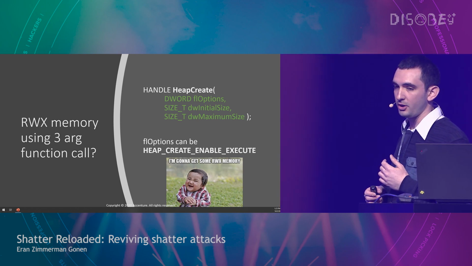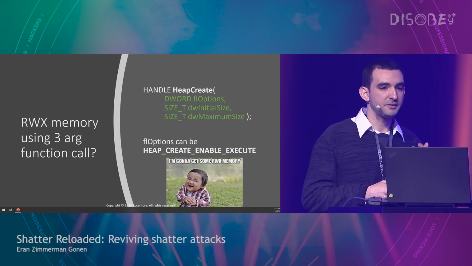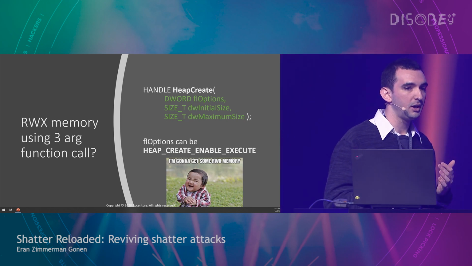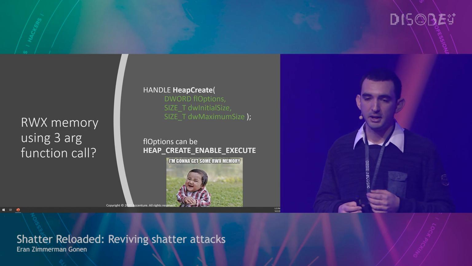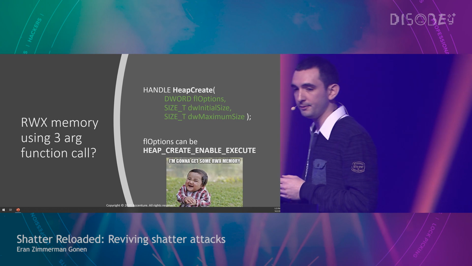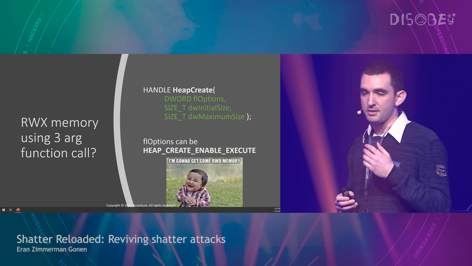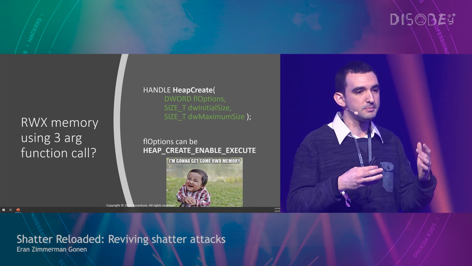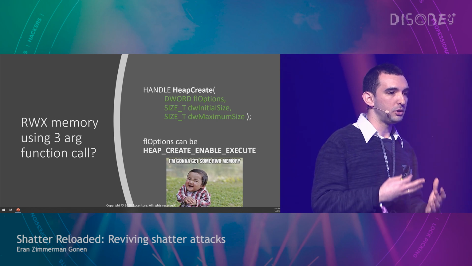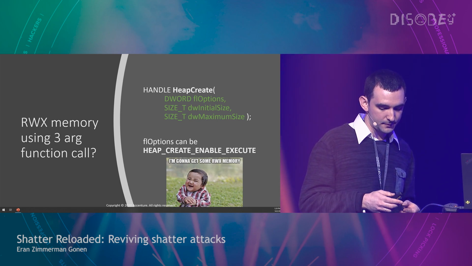The first parameter is the options flag. Apparently, HeapCreate supports a flag, HEAP_CREATE_ENABLE_EXECUTE, which makes all the memory inside the created heap executable, in addition to already being readable and writable. The second parameter is the initial size of the heap, and the third parameter is the maximum size. And luckily for us, HeapCreate creates all this memory already committed and ready to use. It's not just reserved or something.